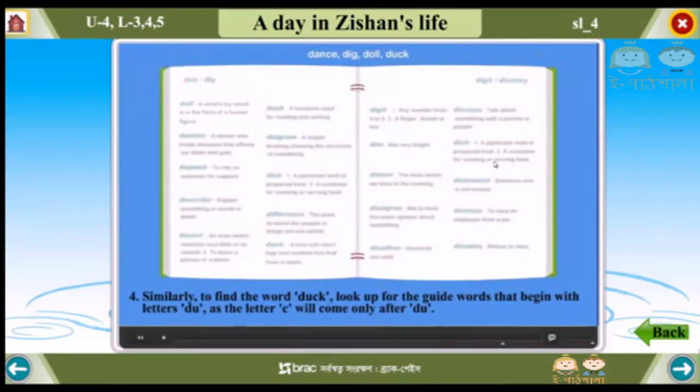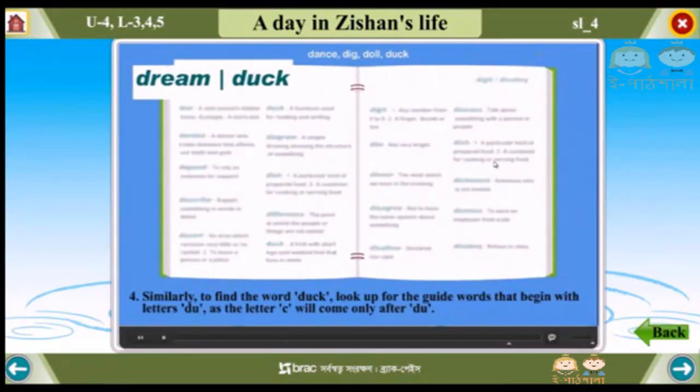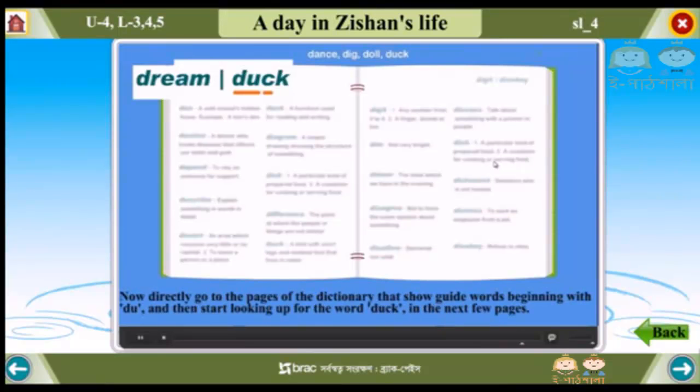Number 4. Similarly, to find the word duck, look up for the guide words that begin with letters D-U, as the letter C will come only after D-U. Now, directly go to the pages of the dictionary that show guide words beginning with D-U, and then start looking up for the word duck in the next few pages.